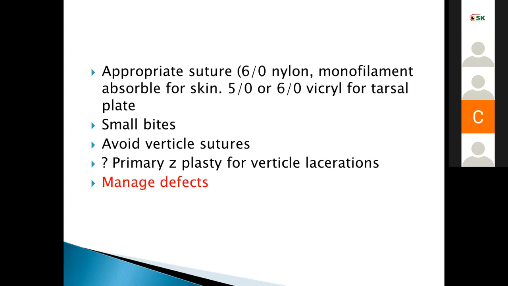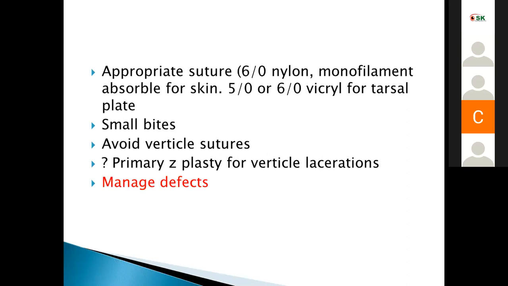Make sure that you take small bites so that you don't leave scars on the sides of the wound. Avoid vertical sutures as much as possible because they will induce an ectropion by the end of the surgery. If you see a vertical laceration, there is a very high chance that you'll get an ectropion with scarring. So there are some surgeons who primarily do a Z-plasty on the skin laceration just to prevent that. You don't have to do that, but if you're able to, then that is very important.